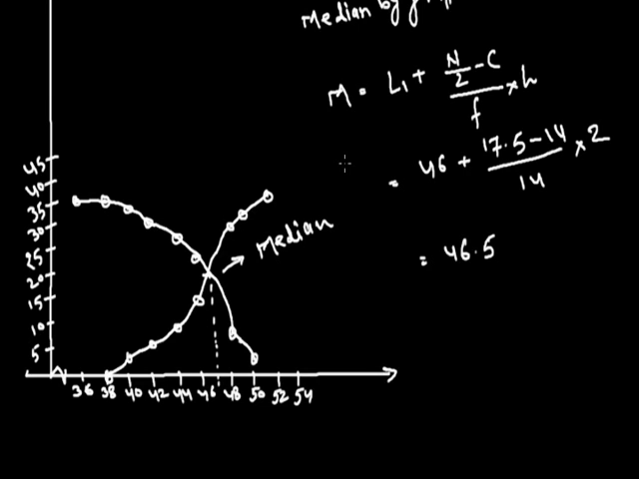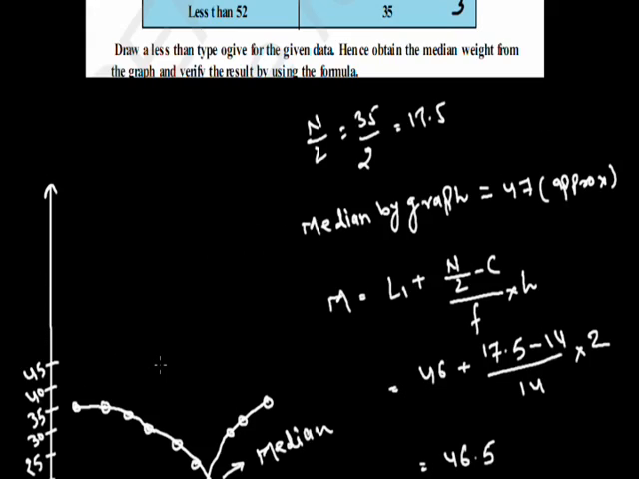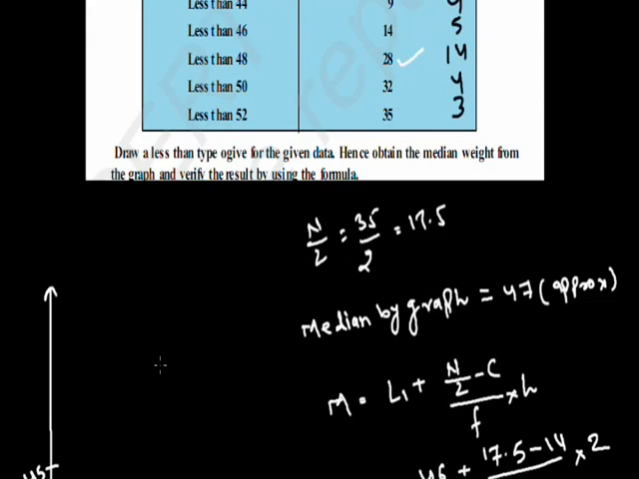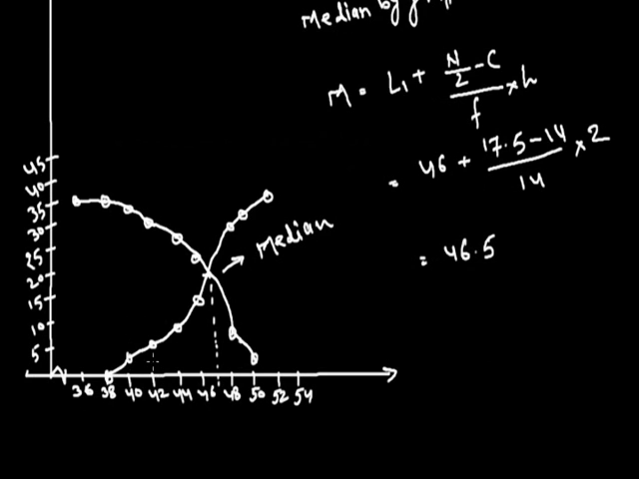Now let's discuss the graph. I have drawn the less than type graph. Less than 30 is 0, less than 40 is 3, less than 42 is 5, less than 44 is 8, less than 46 is 14, less than 48 is 28. Similarly, I have drawn the more than graph. If I convert into the more than type, it is more than 36, more than 38, more than 40, more than 42, more than 44, more than 46, more than 48.